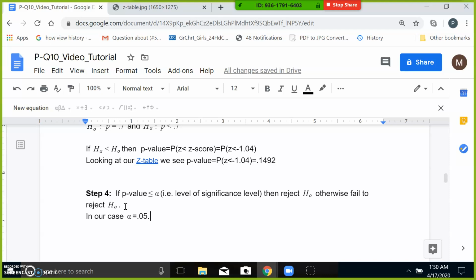Okay, and our p-value is 0.1492. This implies that our p-value is greater than our alpha. So alpha value here.